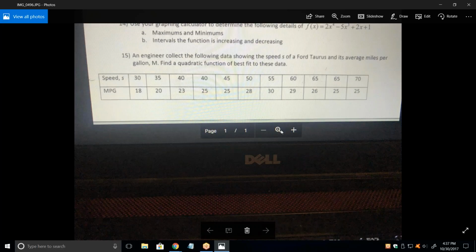And let's see. You can only see the bottom. Is this the only part of it I need to see? It is. 14 and 15, yeah. Okay. Use your graphing calculator to determine the following details.